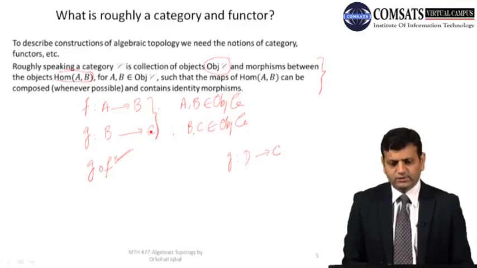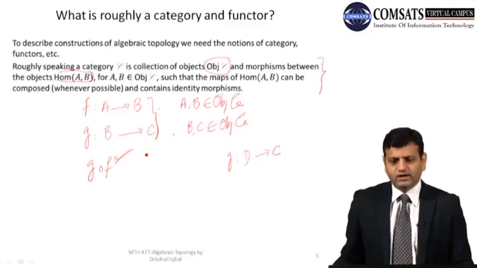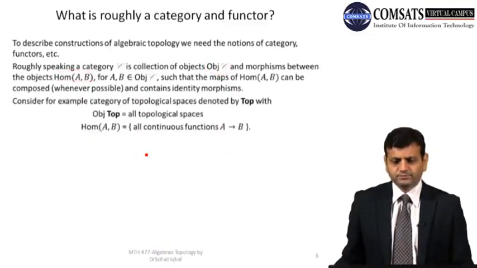So whenever it's possible, I also define how to compose two functions. So we now have three components of the definition of a category: I should have objects, I should have morphisms, and I should have the rule to define composition.